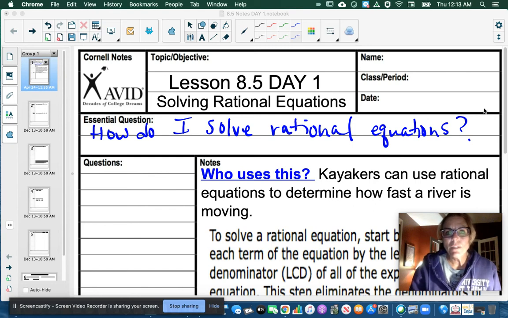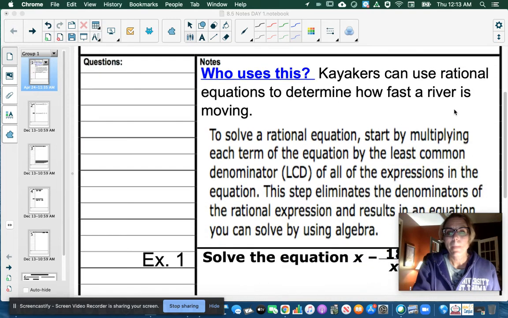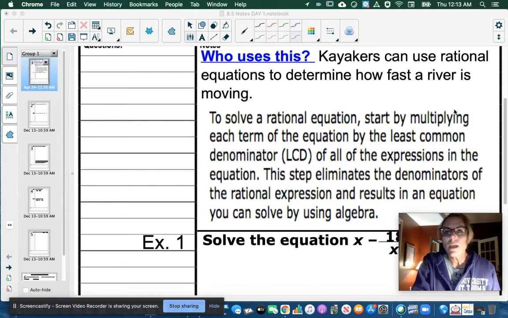Lesson 8.5, Day 1, Solving Rational Equations. The essential question: how do I solve rational equations? Please write that down. Who uses this? Kayakers can use rational equations to determine how fast a river is moving.